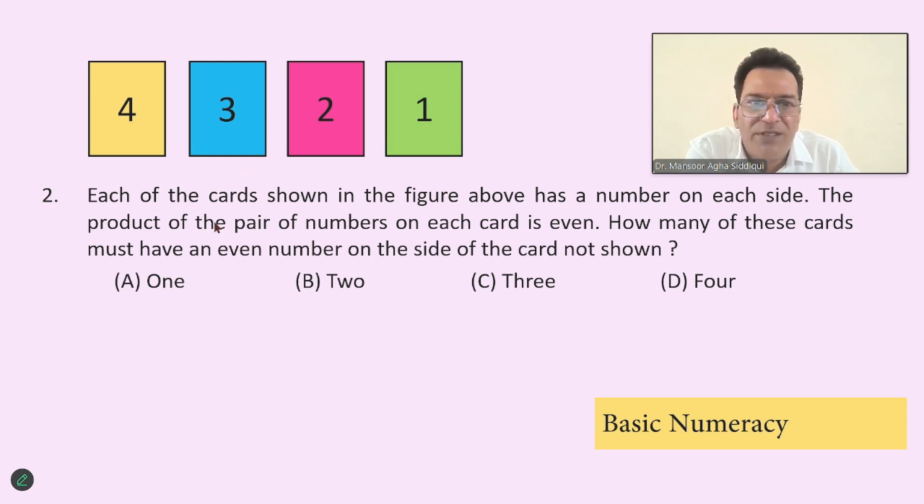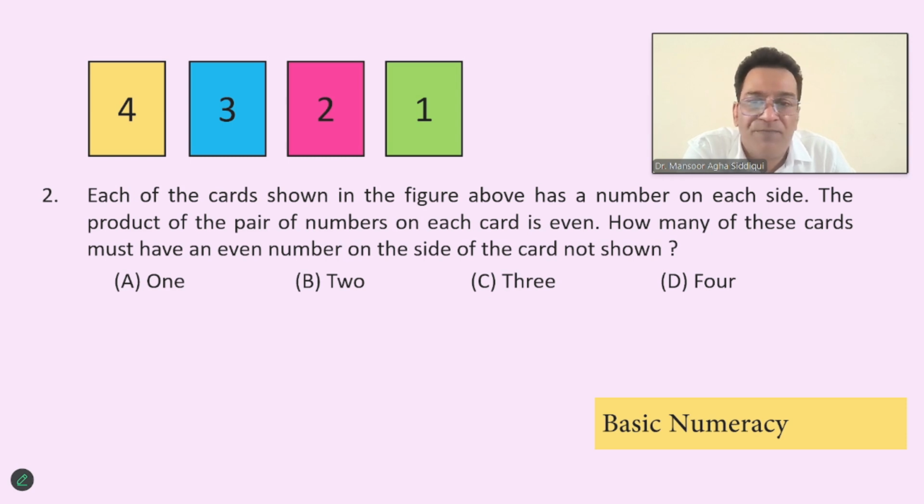So if I look at this question, it says each of the cards shown in the figure above has a number on each side. The product of the pair of numbers on each card is even. Product means if you multiply the two numbers, you end up getting an even number. How many of these cards must have an even number on the side of the card not shown? So every card has two numbers. The question is really asking how many of these cards must have an even number on the side of the card which is not visible.